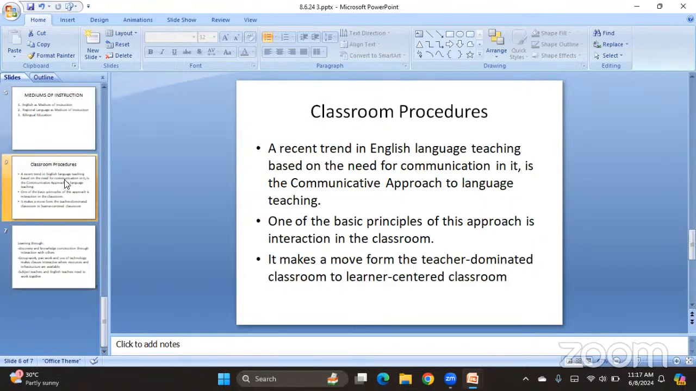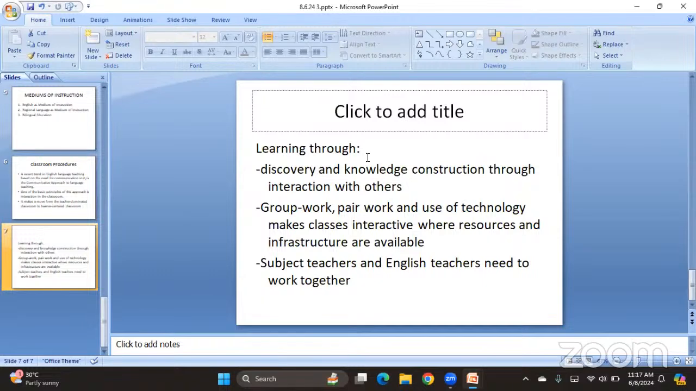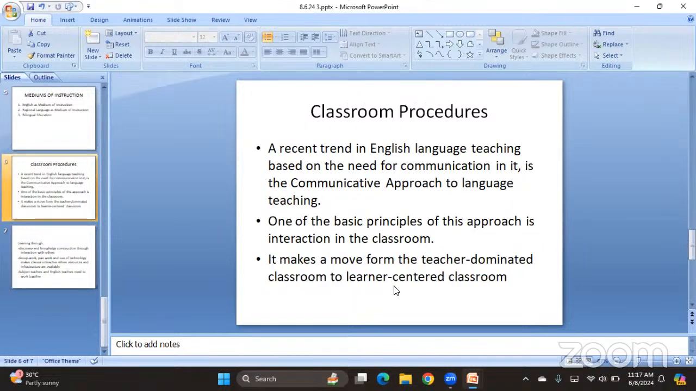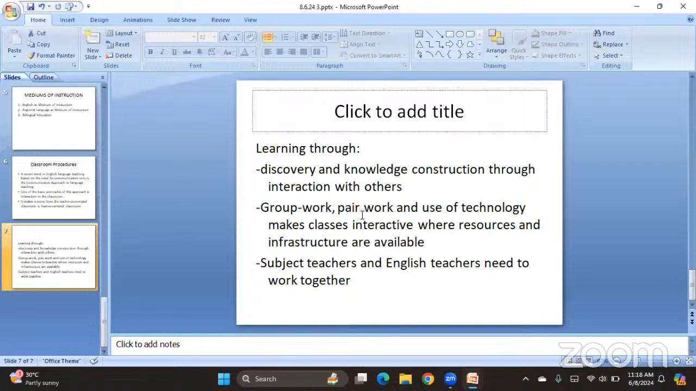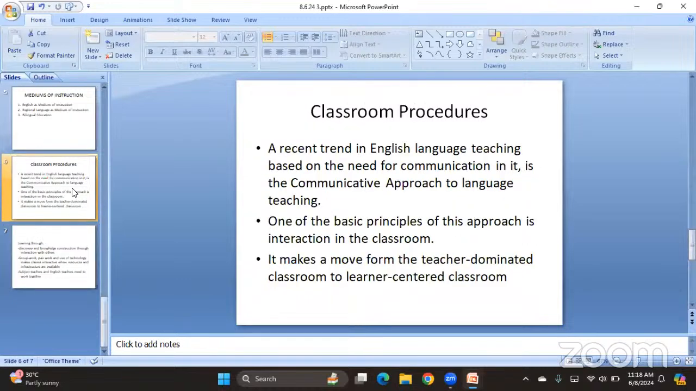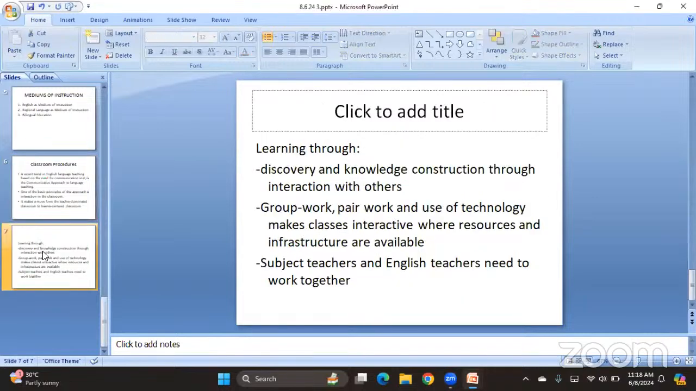So how does learning happen when the learner-centered classroom is there? We can look into discovery and knowledge construction through interaction with others. How can learning language be possible with a learner-centered classroom? If you adopt or employ these kinds of activities in the classroom, the communicative approach technique can be successful in learning the language. So what is that? Discovery and knowledge construction through the learner's interaction with others.